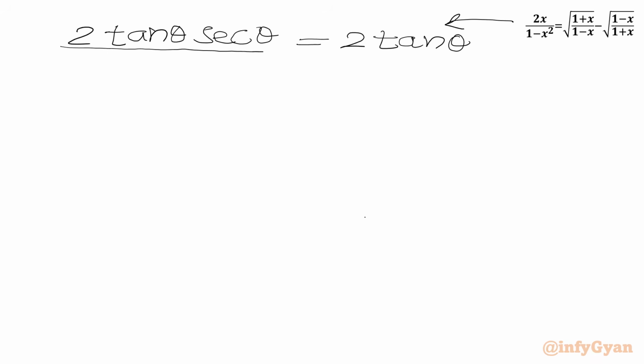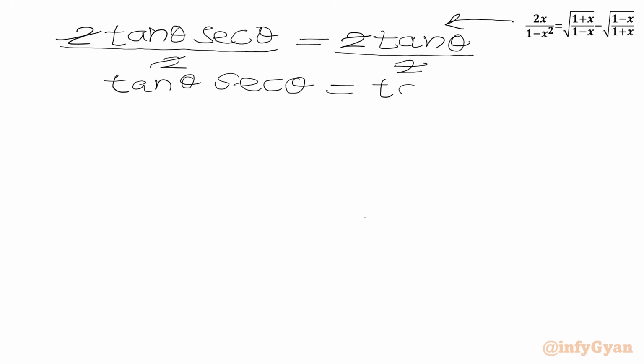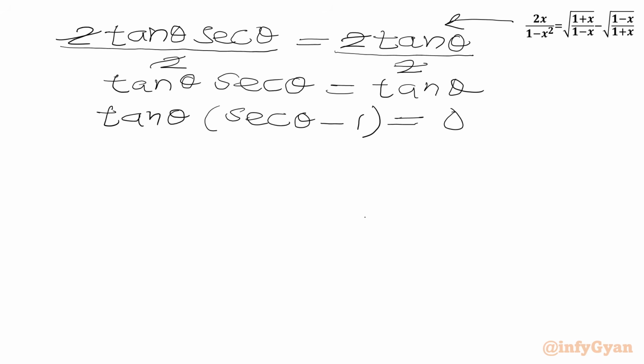Now we will divide both sides by 2. So we are going to cancel 2 from both the sides. Now it is tan theta sec theta equal to tan theta. We'll write all the terms to LHS and take tan theta common over there. We will get sec theta minus 1 in the bracket equal to 0. Now we'll be using product 0 rule. So we can write either tan theta equal to 0 or sec theta minus 1 equal to 0.